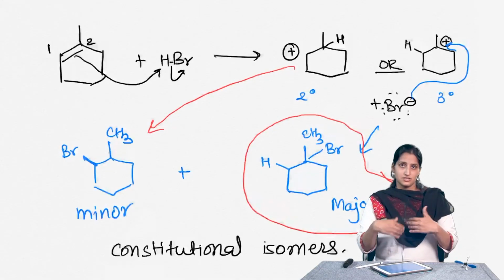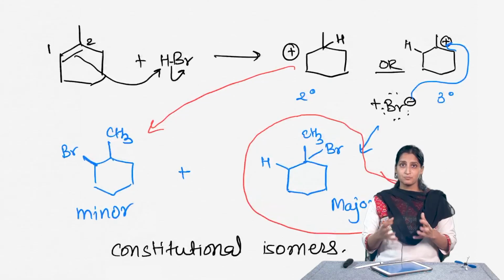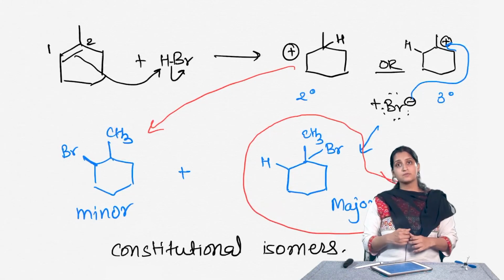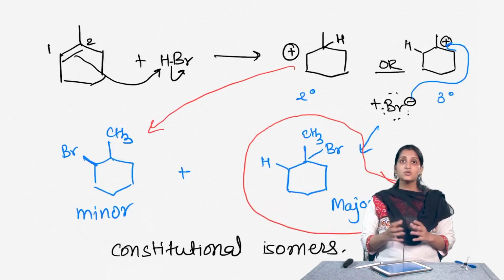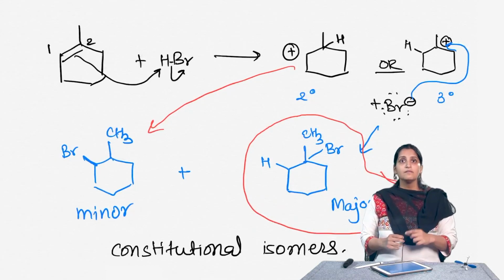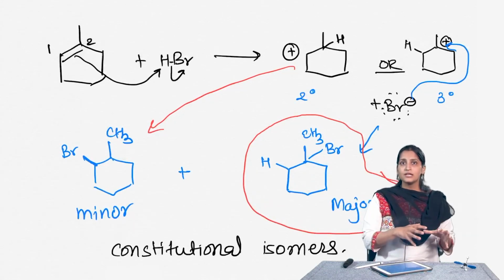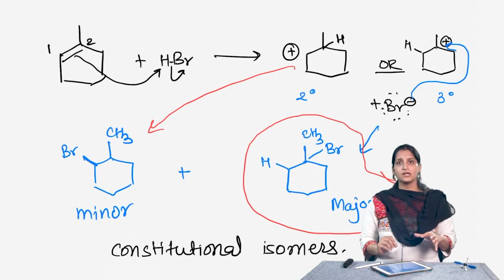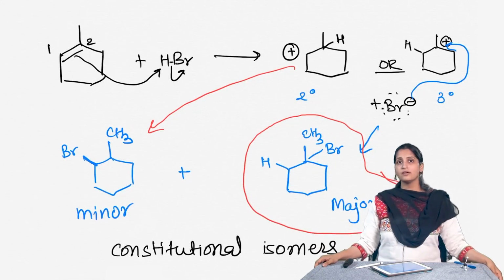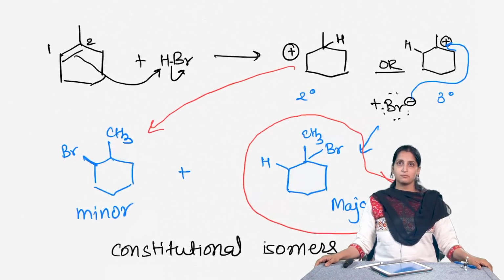A reaction such as this one, in which two or more constitutional isomers could be obtained as products, but one of them is predominant, in this case the major product, is called a regioselective reaction. The reaction is selective in the region that it operates. There are degrees of regioselectivity. A reaction can be moderately regioselective, highly regioselective or completely regioselective. So, a completely regioselective reaction does not form the minor product at all, it only forms one type of product.